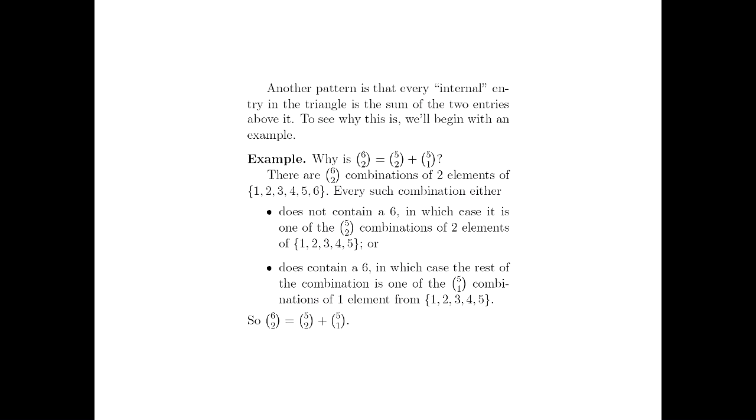Okay, so the pattern that takes a little bit longer to think about is this: everything is the sum of the 2 things on top of it, right? And so, for example, we have things like 6 choose 2 is 5 choose 2 plus 5 choose 1. That's saying 6 choose 2 is the sum of the 2 things on top of it.